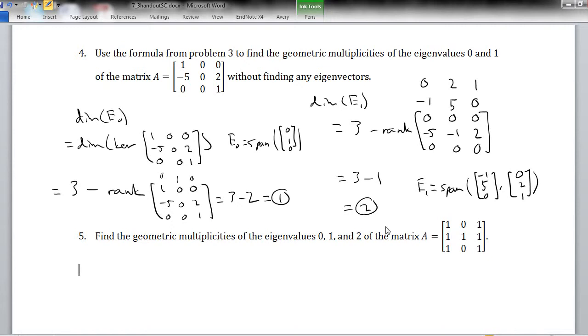And this matrix would be diagonalizable, right? Because I have 1, 2, 3 linearly independent eigenvectors, so that they form a basis for R3. Okay, so I have an eigenbasis, so the matrix A is diagonalizable.